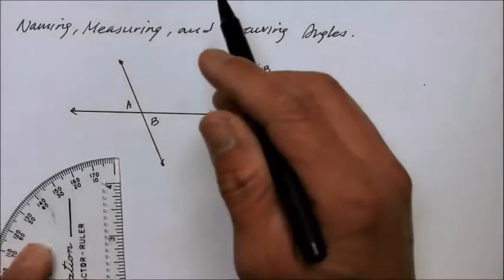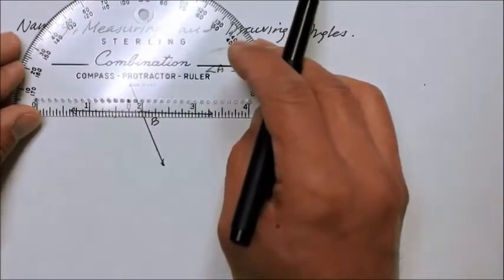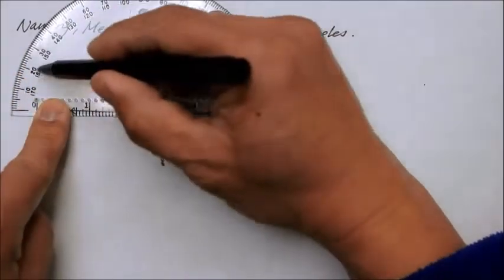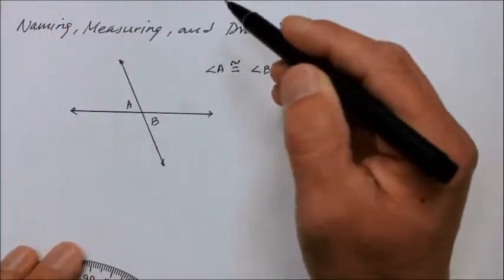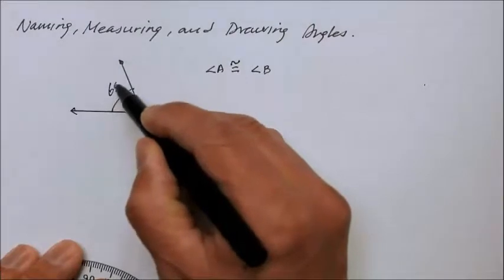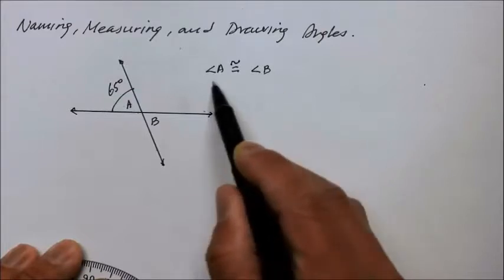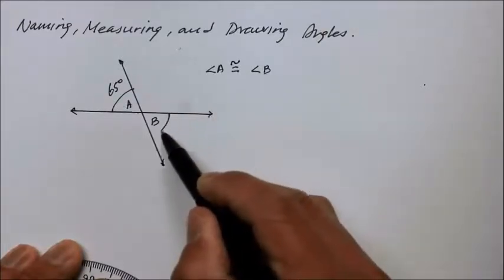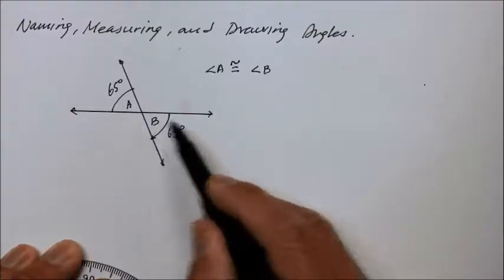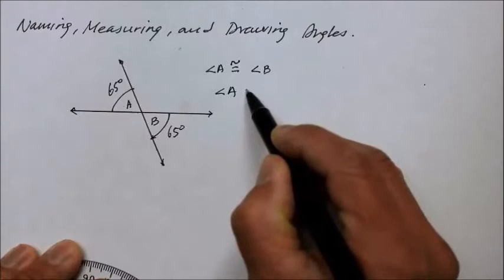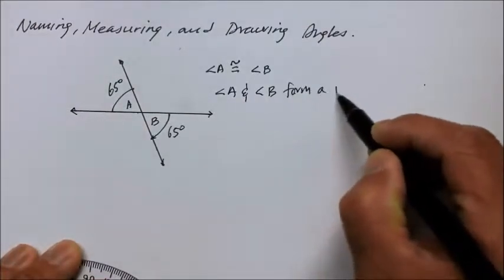So for example, if I took my protractor and measured it, I would say that this is approximately 10, 20, 30, 40, 50, 60, say around 65. So this is about 65 degrees. Well, guess what B will be then? Since they're congruent, this will also be 65 degrees. And later on, we'll be talking about something called a postulate. So they become vertical angles. So angle A and angle B form a vertical angle.